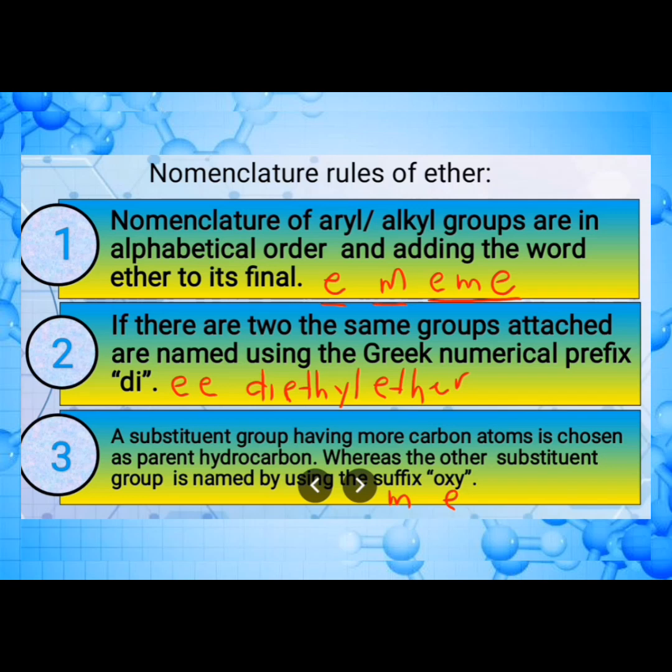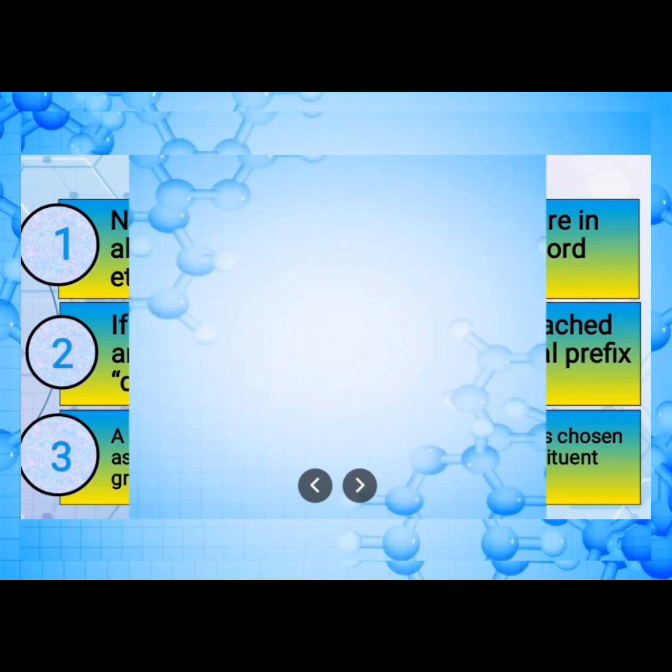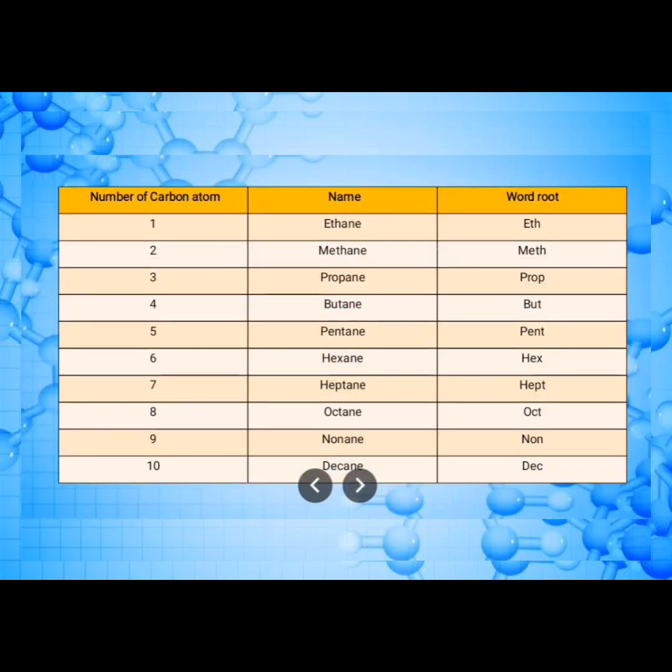So, again, the one with more carbon atoms is chosen as the main parent hydrocarbon, and the one with the least presence of carbon will become our oxy substituent. So now let's proceed to the next slide.